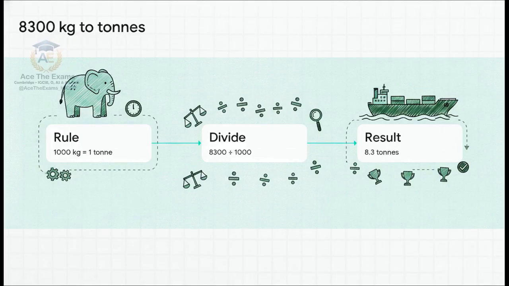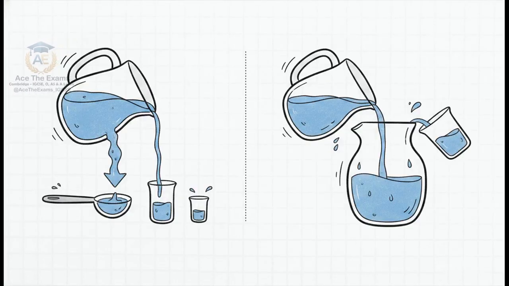Okay, back to the math. Capacity follows suit perfectly. 1 liter is exactly 1,000 milliliters. Think about a standard question you might face, adding 0.88 liters to 650 milliliters.